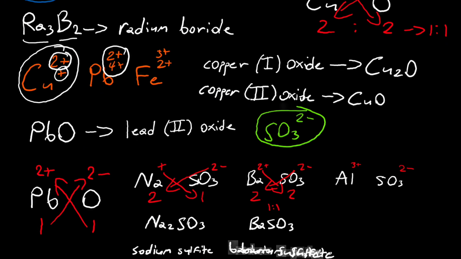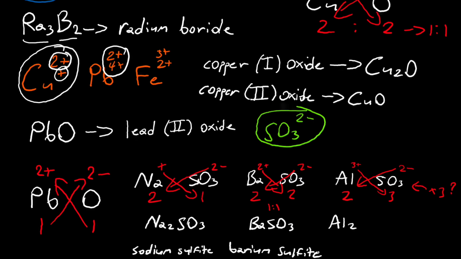And finally, if we have aluminum and sulfite, crisscrossing the charges shows that we need to have 2 aluminums and 3 sulfites. Now, this looks a little bit tricky. How would we write 3 sulfites? Would we take the number of each individual element in the ion and multiply it by 3 to make it S3O9? No, that's a little bit too complicated.